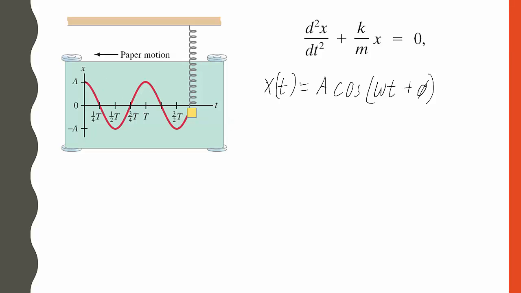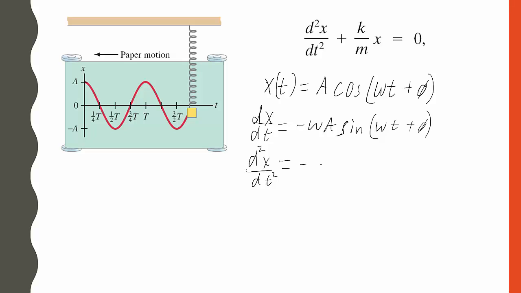Now, if we assume that this is a solution to this equation, what we can do is just plug it in and check. So we need the second derivative of this. The first derivative is going to give us a negative omega, because that comes out, A times sine of omega t plus phi. And then the second derivative is going to give us another omega out here, so negative omega squared A, and then we're back to cosine of omega t plus phi.